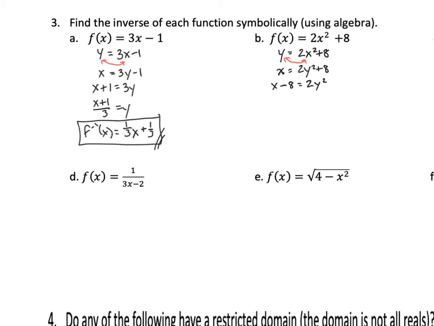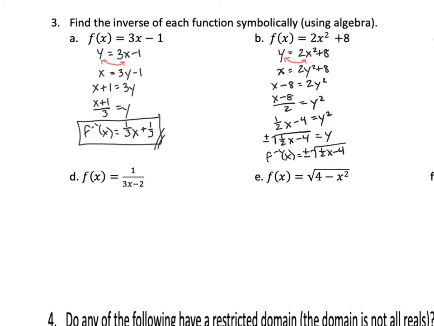And then from here, I'm going to divide both sides by 2. So we have (x minus 8) over 2 is equal to y squared, or you can think of that as 1/2 x minus 4, where I'm dividing each of those pieces by 2, is equal to y squared. And then to get y by itself, I'm going to square root both sides. So we're going to have the positive and negative version of the square root of 1/2 x minus 4 is equal to y. And then lastly, we are going to replace y with f inverse of x, so that we have our inverse function.